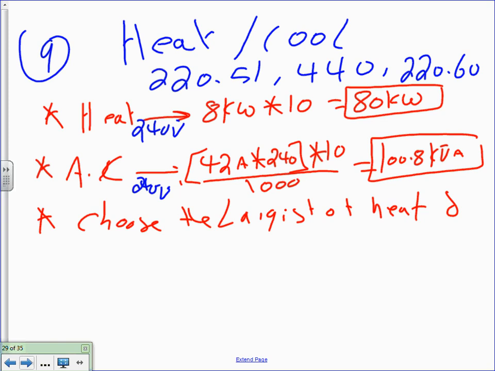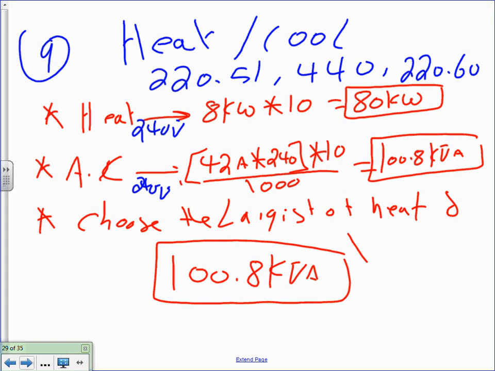Is 100 more than 80? 100.8 kVA is the step that you're going to take and you're going to highlight. And that will be in your example, this is number 4, the demand for number 4. Can I have a thumbs up, Chad? We understand that one? Almost there.